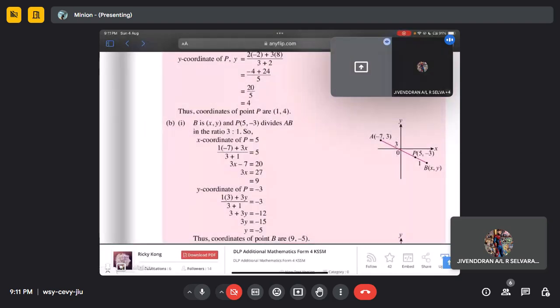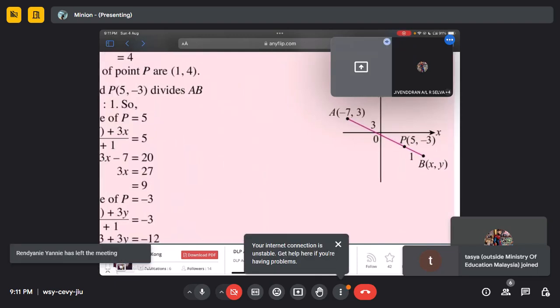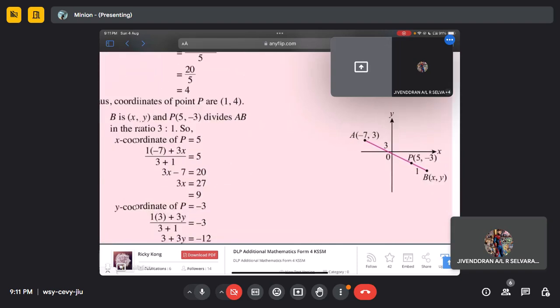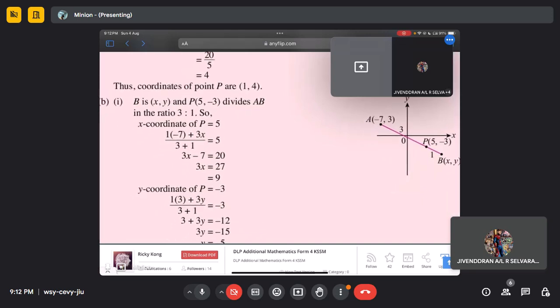So 1 times -7. Again, that M shape thing. 1 times -7 plus 3 times x, because B is x. Okay? Divided by 3 plus 1. 3 plus 1, ratio. Ratio always plus, but you have to write that 3 plus 1. Equivalent to 5, because x is 5. Can you see that? P's 5 is x. Okay?